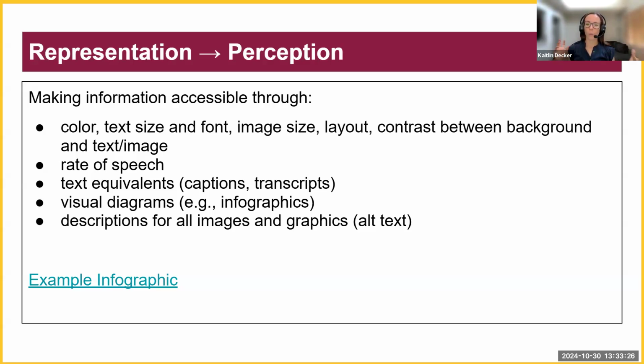At least one is best. Really, ideally, if you can have both, if we have the capacity to do so, we try to provide our learners with both captions and transcripts. And then you also can provide information in different ways, such as using some visual graphics and diagrams, infographics, for example, and that for any images or graphics, you're providing alt text for this information as well. And we can see that in our next example here.